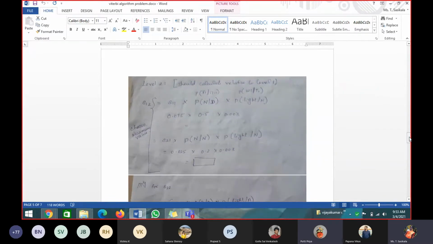For S12, S21 into probability of noun given noun, and probability of light given noun. Can you tell me the values and can you tell me the final answer?